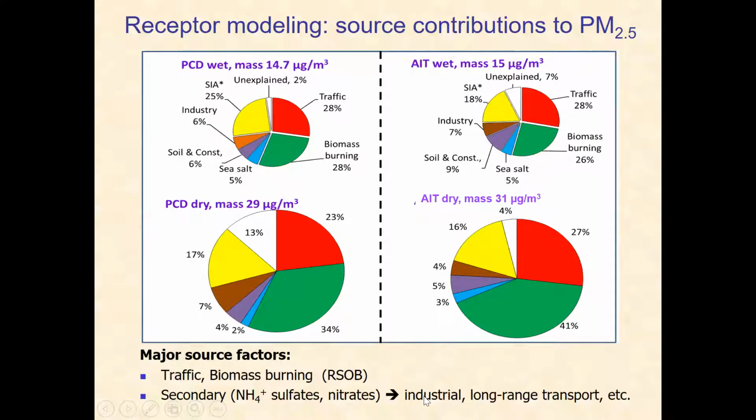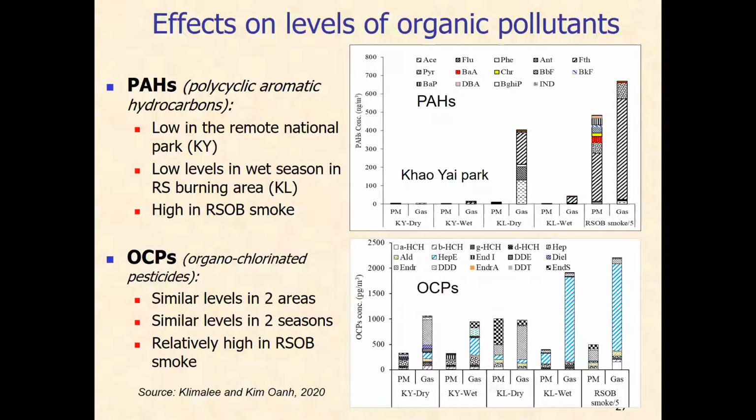We also found secondary inorganic pollutants, which come from industry, long-range transport, agricultural activity, etc. The more important point I want to draw your attention to is the effect on the level of organic pollutants. Here we set up a study where we measured in a very green area of a national park, a remote area with no open burning and no rice straw. There is prescribed burning there, but it's not much.